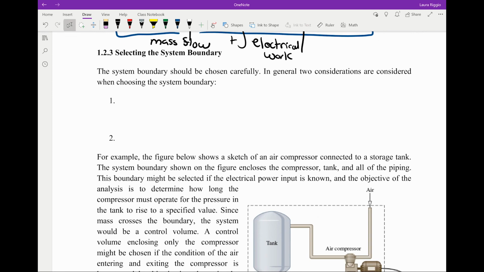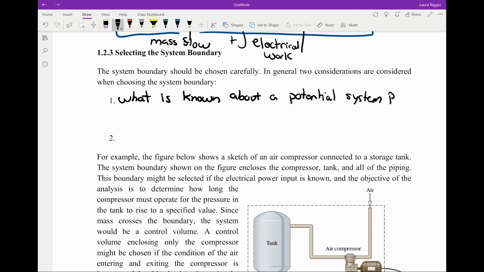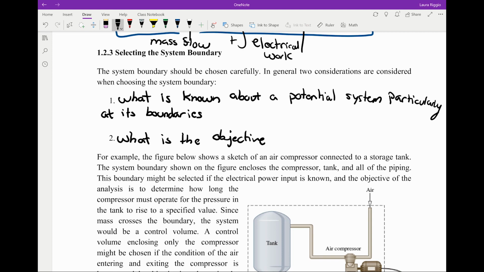So selecting your boundary in a thermodynamic problem is important, and it's generally done using two considerations. The first being what is known about the system, particularly at its boundaries. And second, what are we trying to do?